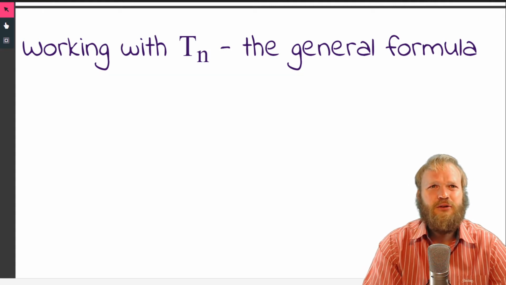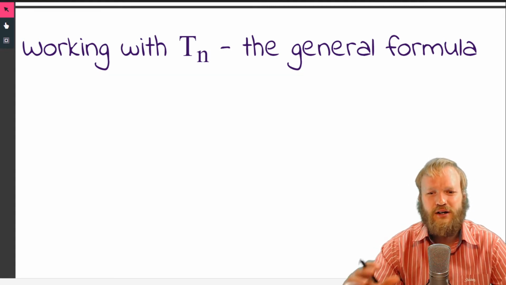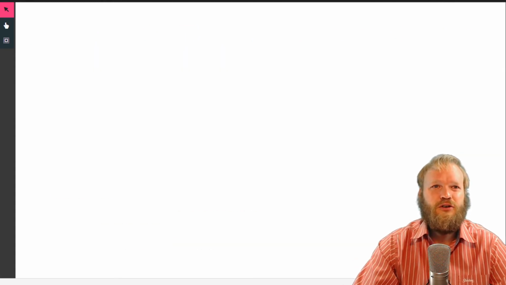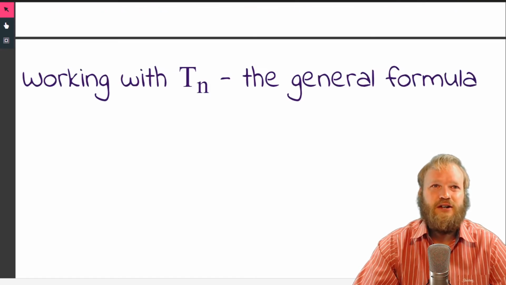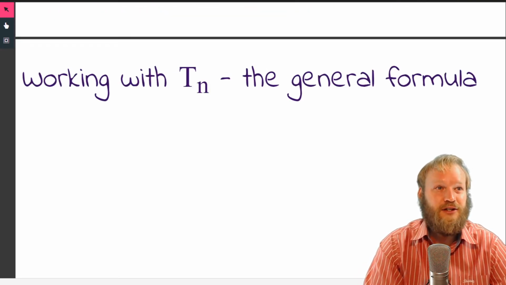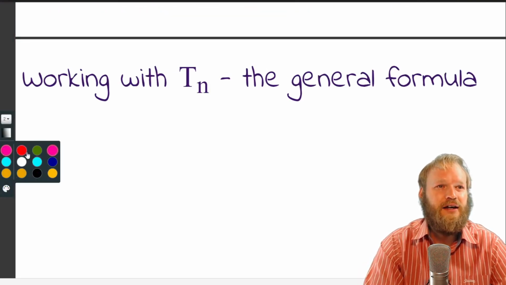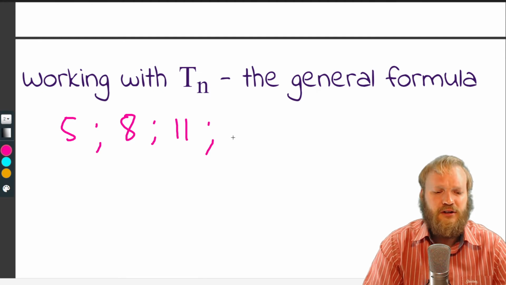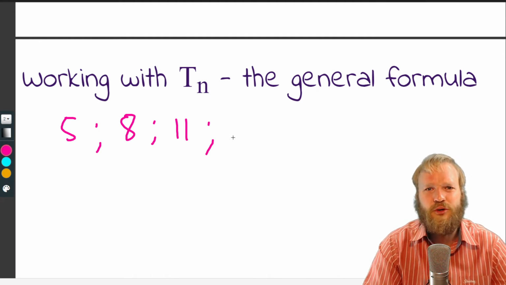And looking at working with Tn, the general formula, working backwards with it, and then maybe just a quick look at a visual pattern. So let's kick things off with a pattern, and I'm going to go for one that goes 5, 8, 11, and just think to yourself what the next term would be.